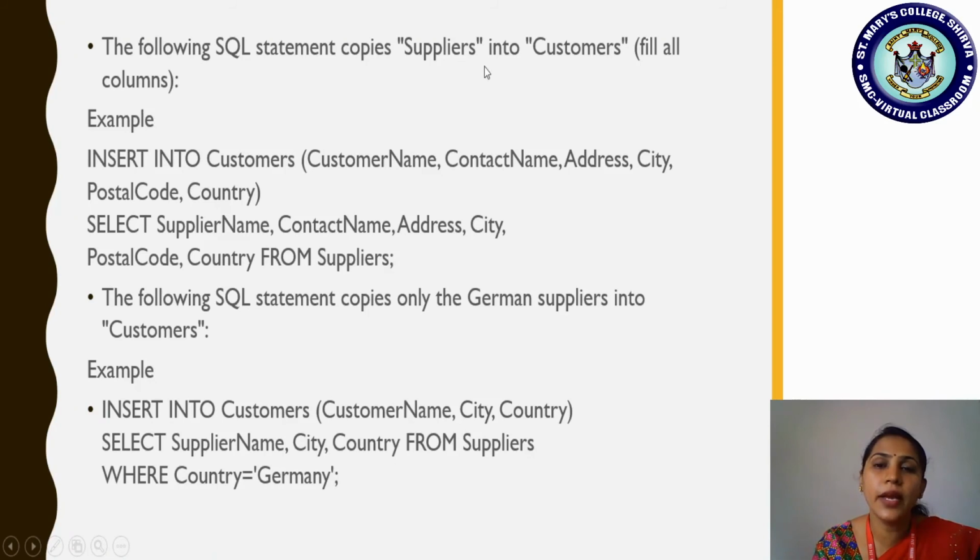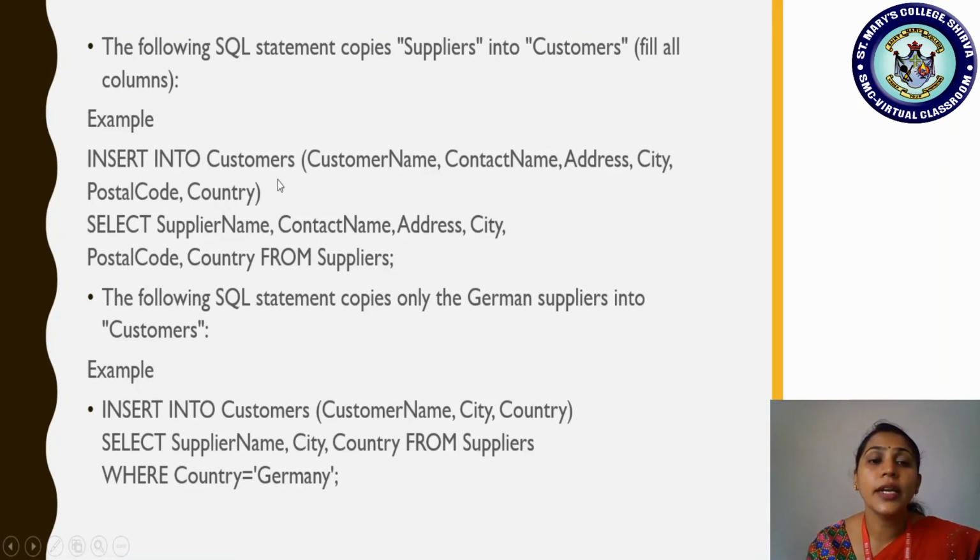If all the columns of suppliers have to be copied to customers, how will it be? So insert into customers, the target table, customer name, contact name, address, city, postal code and country. All these attributes we have mentioned explicitly. You have given the column headings for the new table customers as customer name, contact name, address, city, postal code and country. This is the target table name and the attribute names you are considering. Attribute names you should mention within parentheses.